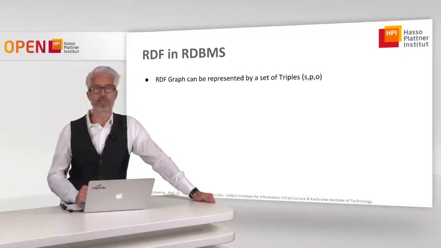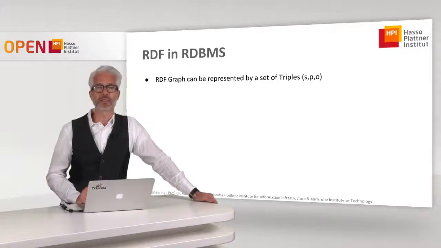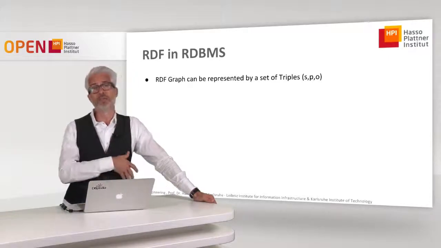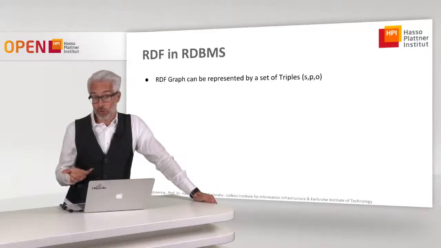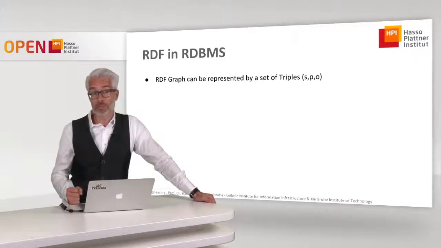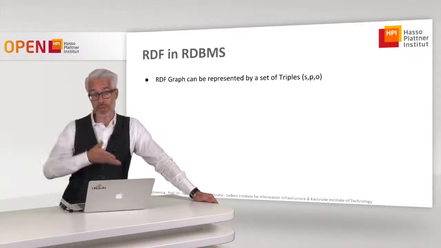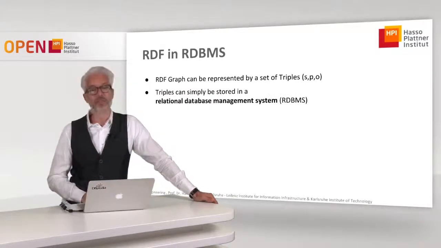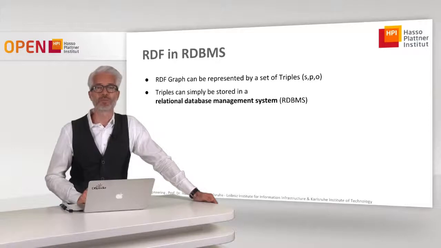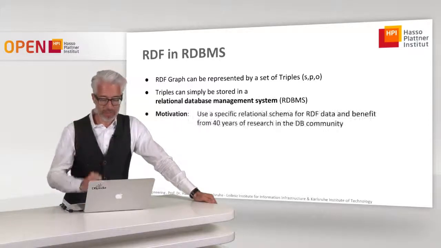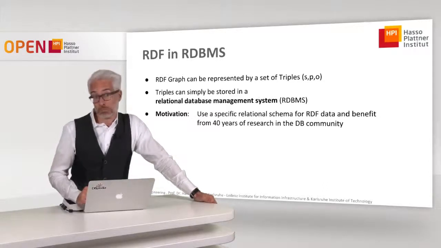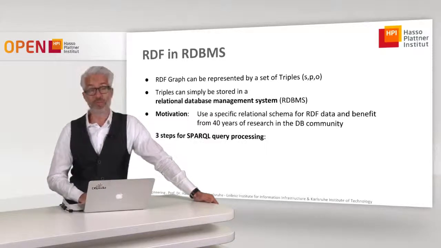A graph, of course, we know that, can be represented as a set of triples, S, P, O, subject, property, object, which means you have one huge table in a relational database management system, which could have 3 columns, subject, property, and object. So triples can simply be stored in a relational database management system. No problem. And of course, we can make use of 40 years of research and experience in the database community. Why not? So why should we come up with something new?